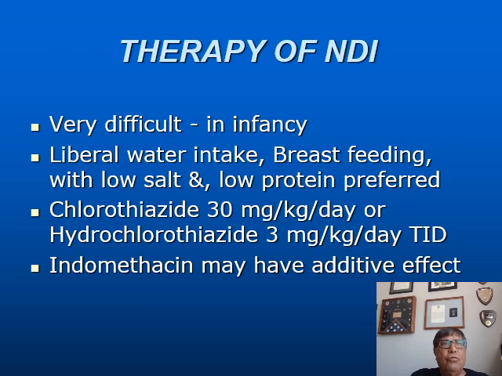And therapy for nephrogenic DI is more difficult because of the age, especially in infancy. Liberal water intake, breastfeeding with low salt, and a low protein diet are preferable, and the medicine that has been used is chlorothiazide or hydrochlorothiazide, which is about 10 times more potent.